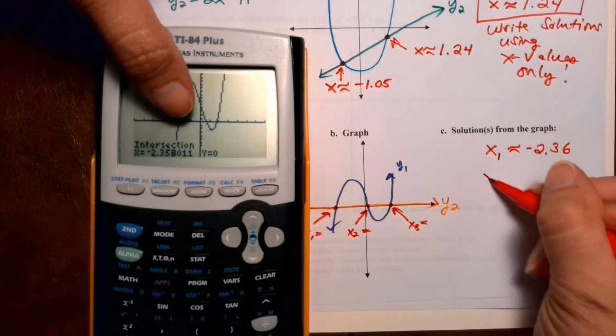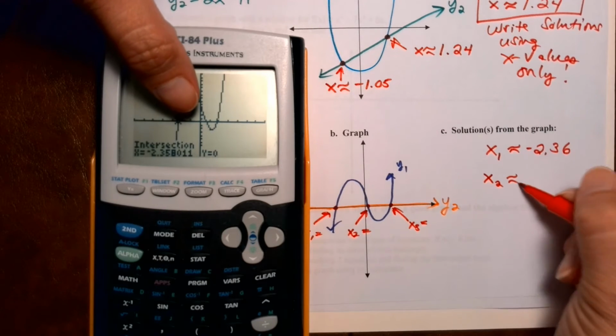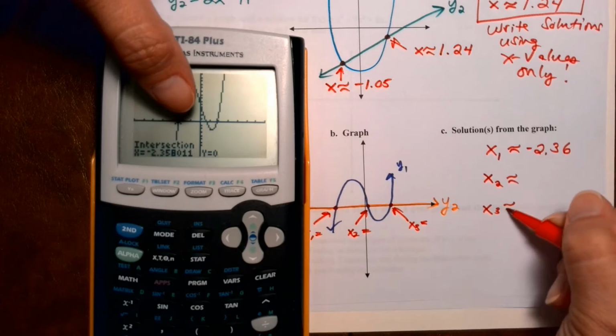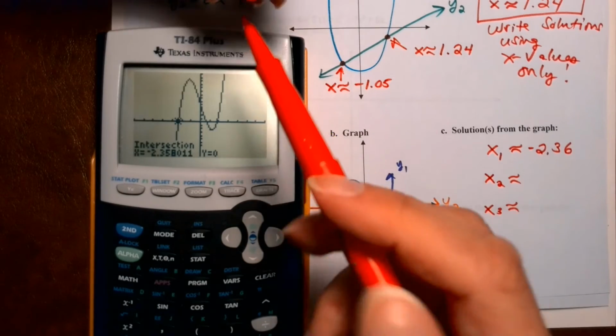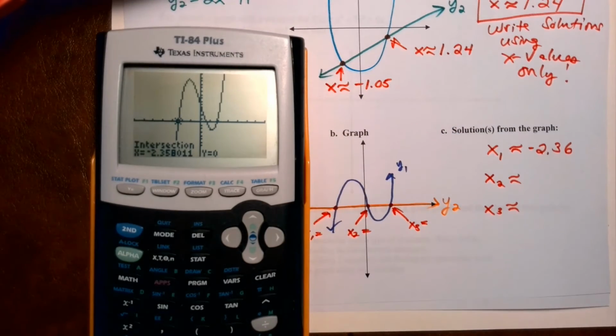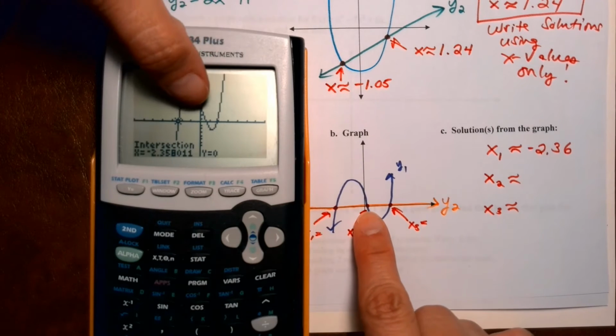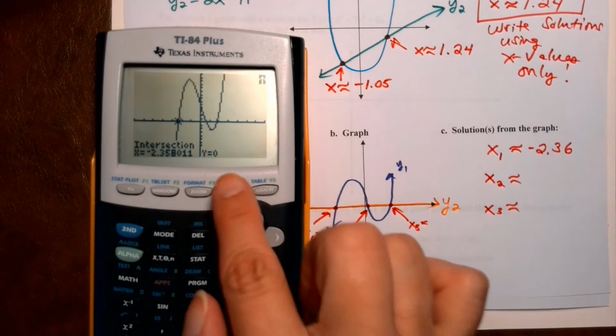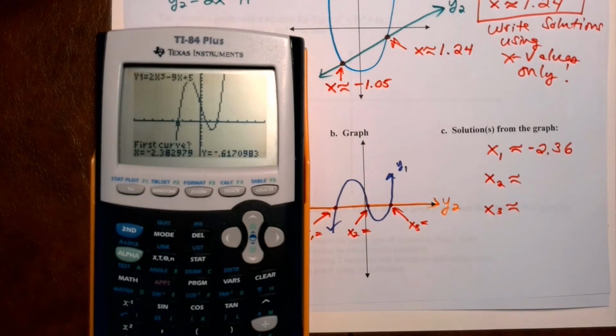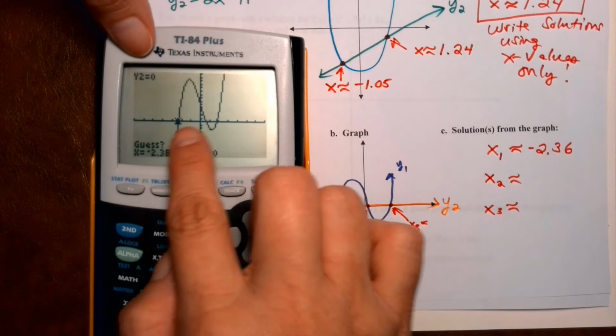Remember, in this class, we're always going to use 2 decimal places. That's about the right size. 1 is not enough, and we don't need to go more than 2. Let's try to find the second intersection point. So we've got to go second, calculate, intersect. 1, 2, and then guess.